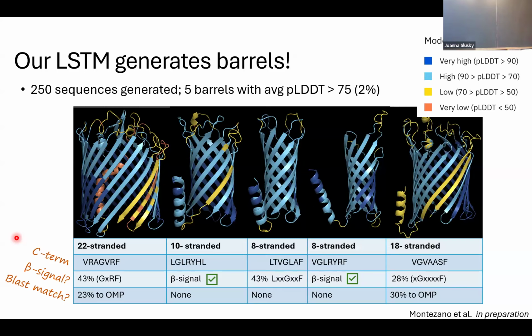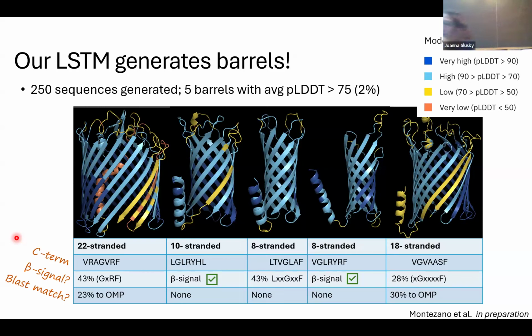And finally, for the fifth one, we're seeing something maybe like a beta signal. It certainly has the GXXXX sequence, and that one is a homologous 30% sequence identical to a beta barrel. So what you're seeing here now, just to mention, is we're coloring it in AlphaFold convention, where very high pLDDT is dark blue and very low pLDDT is orange.